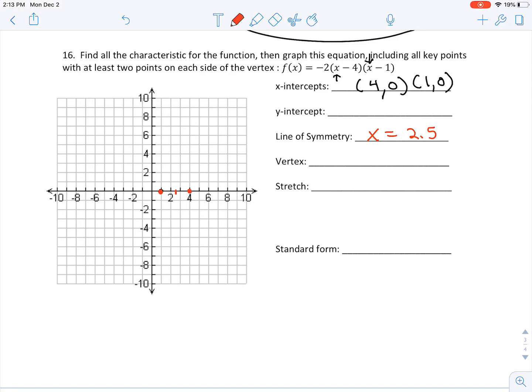Okay, so what I have to do is figure out, if x is 2.5, what's y? Well, I have to plug it into the equation. So I have to plug it into the original. And I'm plugging in 2.5. Don't let that make you nervous. You can do it. Okay?